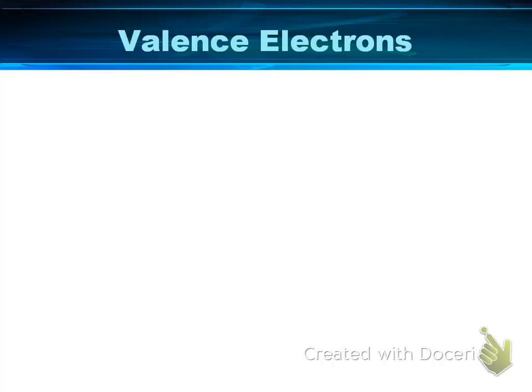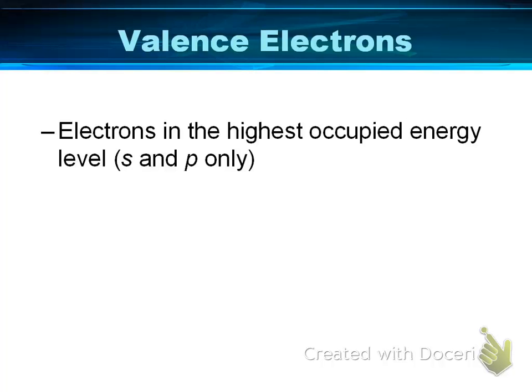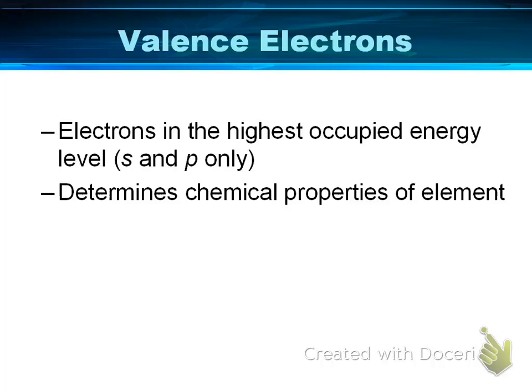About valence electrons. Valence electrons are the electrons in the highest occupied energy level, S and P only. So just the S block and the P block are valence electrons. They determine the chemical properties of an element.